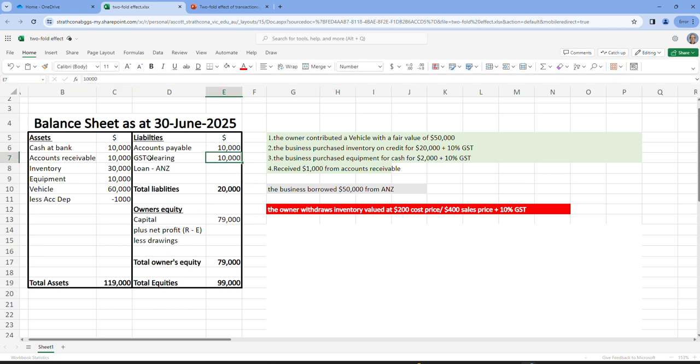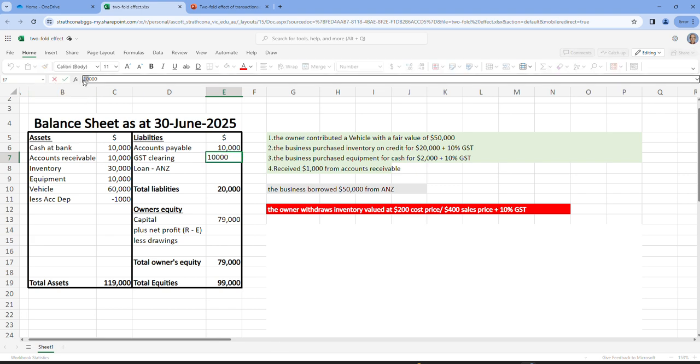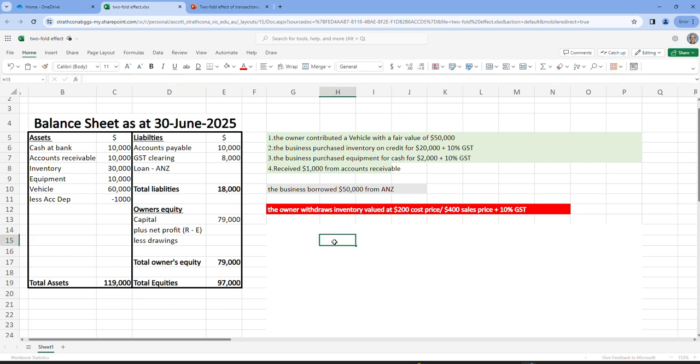Now this GST clearing balance represents the GST that we've collected from our customers, and that represents an obligation to pay the ATO off in the future. So when we pay GST, this actually offsets that GST balance. So that 10% GST will reduce our balance owing to the clearing account. So we're going to minus 2,000 from that, take that down to 8K.